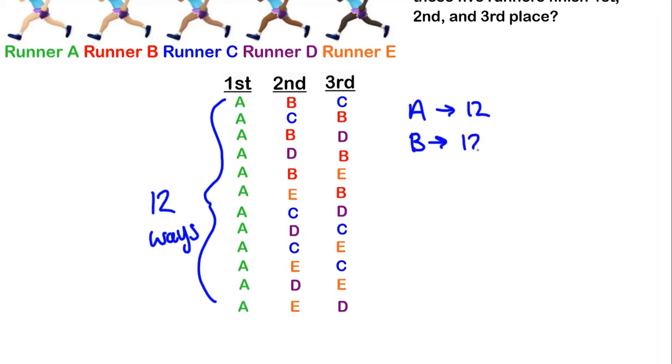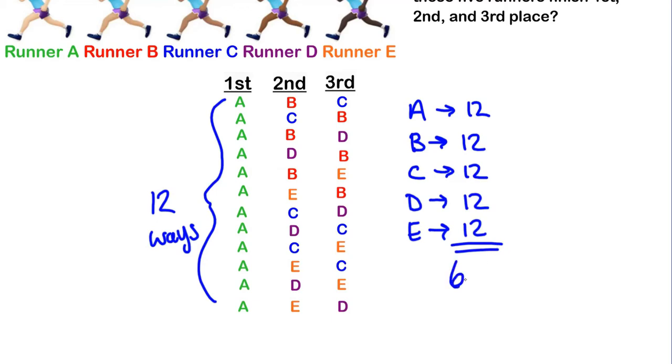B would also have 12 ways to win. C would have 12 ways to win. D would have 12 ways to win. And E would have 12 ways to win. That's a total of 60 ways that these runners could finish first, second, and third place. Now, these numbers are getting quite large. We need to figure out a faster way to do this. Is there a better way we can calculate how many different ways we can arrange these runners?